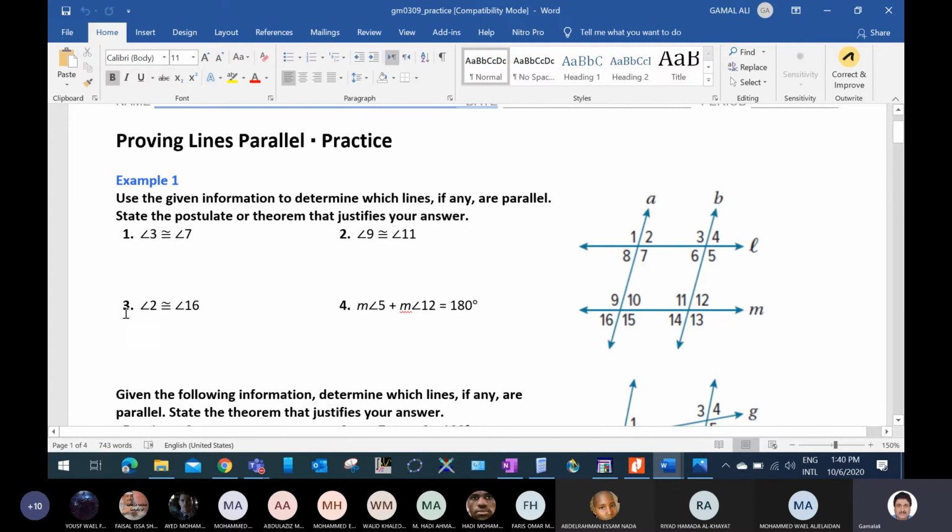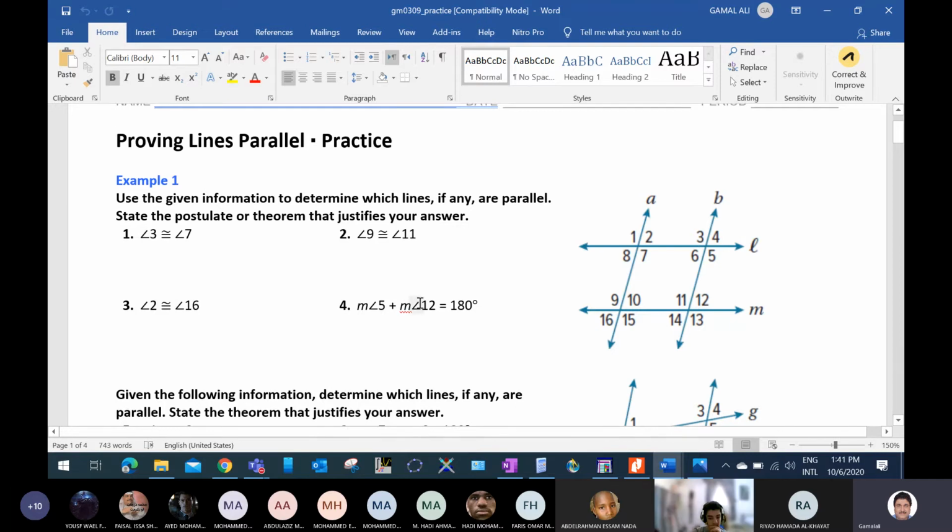Number 3, angle 2 and 16, guys. They are alternate exterior. What are the two lines that are parallel where the two angles are congruent? L and M. So we can write L parallel to M, because of 2 and 16, the converse of alternate exterior angles.